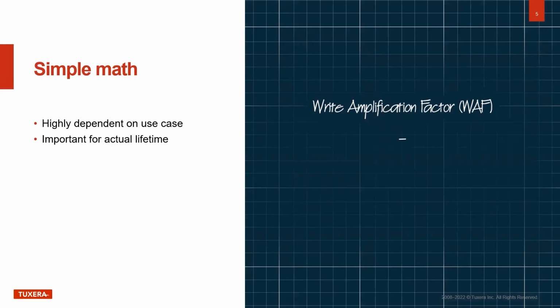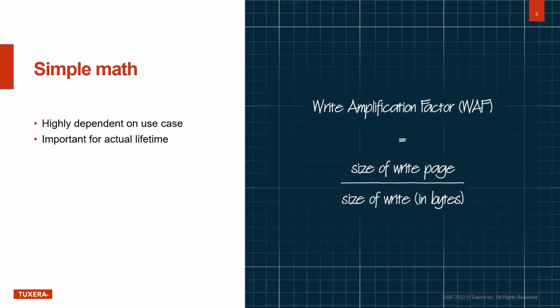Write amplification factor is really pretty simple math. It describes the amount of data written to the media instead of what was planned by the user or the application. A write of 1,024 bytes that ends up emitting 1,536 bytes to the media would result in a write amplification factor of 1.5. Actual factor is highly dependent on the use case, and this would be averaged over the entire system. The write amplification factor is an important component of understanding the actual lifetime of the product design.